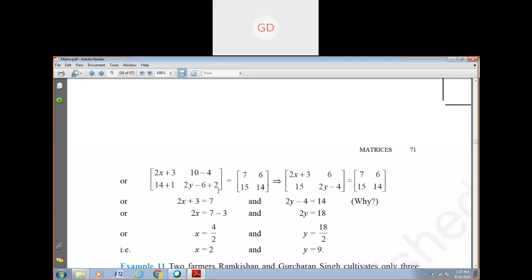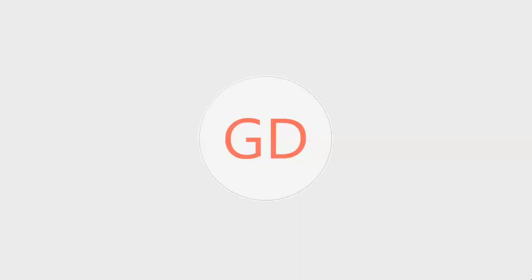By doing this, we have twice x plus 3 is equal to 7. Twice x plus 3 is the first, A11 position element, and on the right hand side, the A11 position element is 7. These two elements correspond, so they are equal. From this equation, we can write twice x equal to simply 4, so x equal to 2. From the first relation, we have got the value of x.